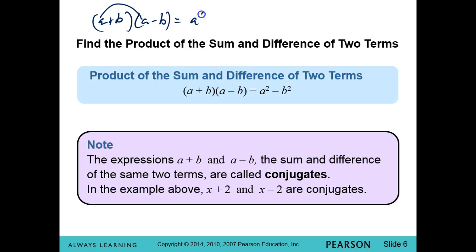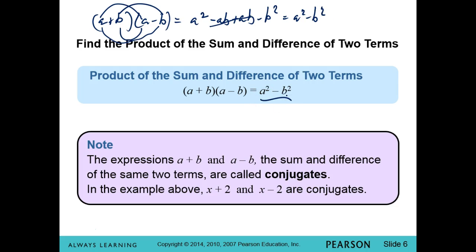A times A is A squared. Then you do the outers, and that's minus AB. And then you do the inners, and what do you get? Plus AB. And then you do the last, and you get minus B squared. But look at those two middle terms. Whereas before, when you're squaring a binomial, you double. This time, in the middle, they add to 0. Minus AB plus AB adds to 0. So that just gives you A squared minus B squared.